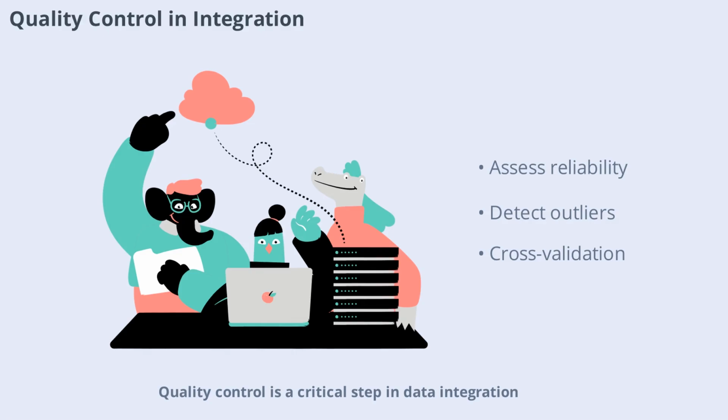Quality control is a critical step in data integration. Researchers must assess the reliability and consistency of each dataset before combining them. Techniques such as outlier detection, cross-validation, and benchmarking help ensure that integrated analyses are robust and trustworthy.